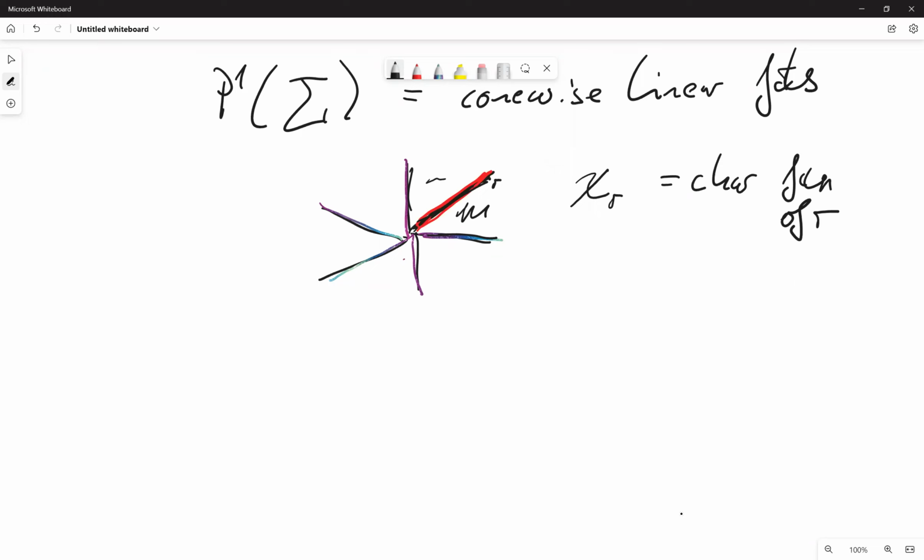And this is an interesting object, this algebra. It's a graded algebra. It's generated in degree one, meaning that everything is a product of things in degree one.